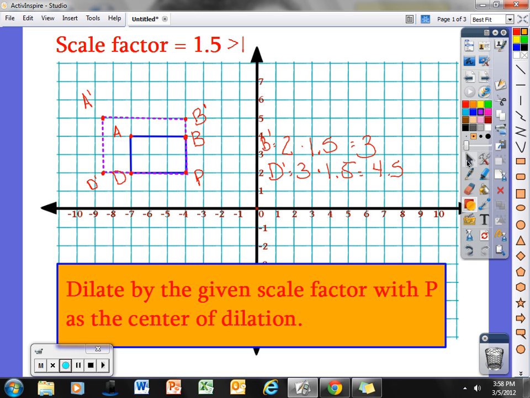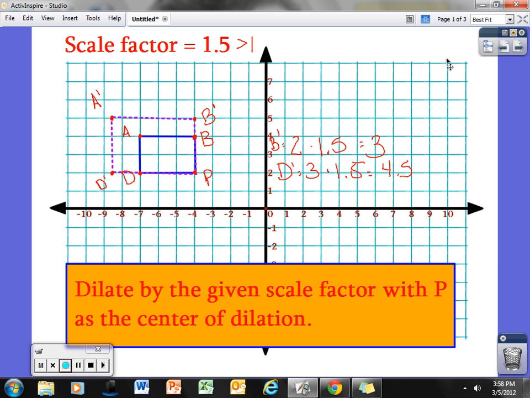I hope this helps make a little bit of sense of last night's homework for you. We will go over this in class and discuss a little bit more in detail, but hopefully this gives you a little bit of understanding, especially when you're dilating from a center of dilation that is already on the grid, one that's not the origin.